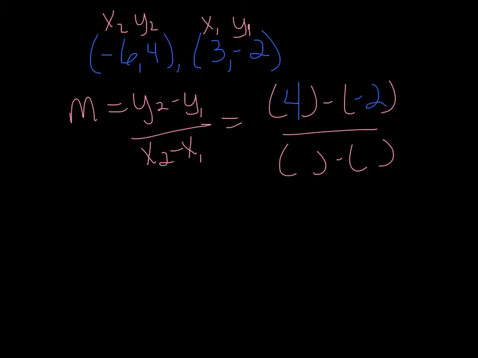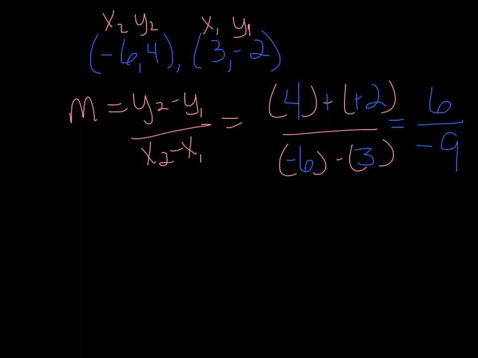Now instead of x sub 2, I'm going to put negative 6. Okay, and then instead of x sub 1, I'm going to put a 3. Okay, now then you have 4 minus a negative 2, which is 4 plus 2 is 6. And then negative 6 minus 3 is negative 9. Okay. Now this one can be simplified.